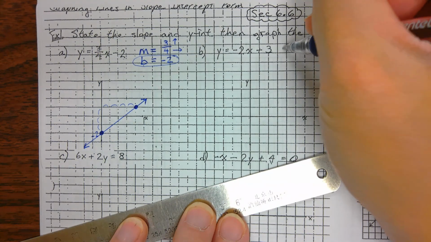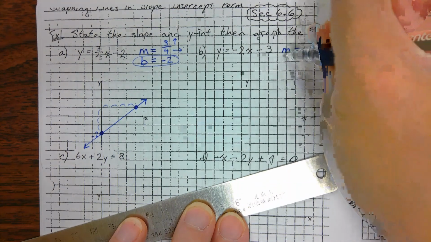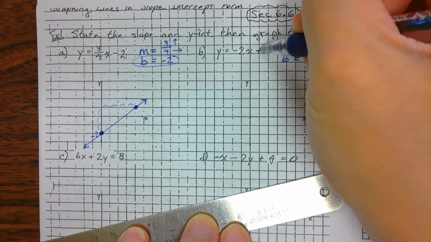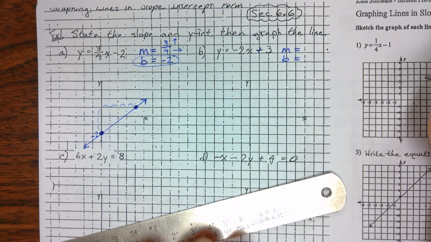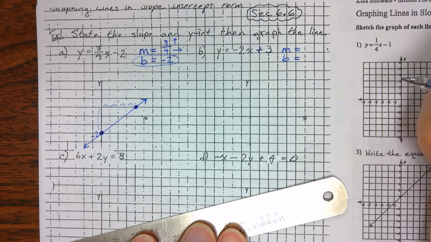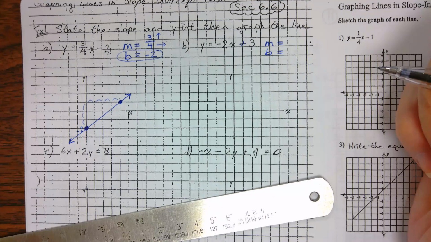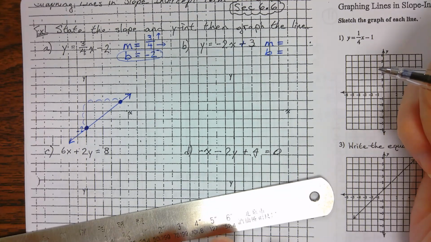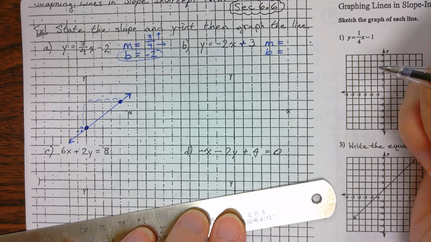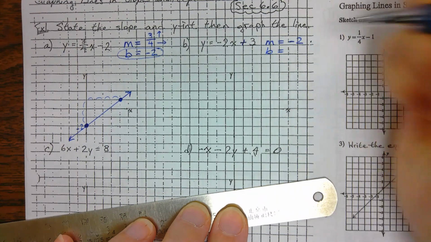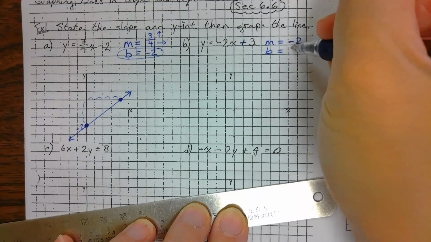Okay, what about this one? What's my M? What's my B? That's a plus sign, by the way. Treat this like a recap, a review. So I'm sure you guys all know M is -2 and perfect, good job.